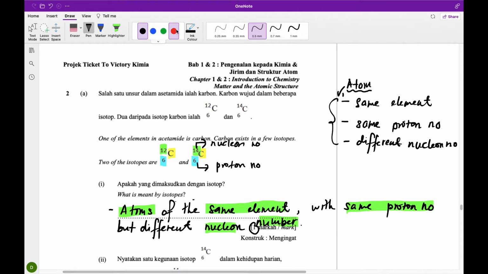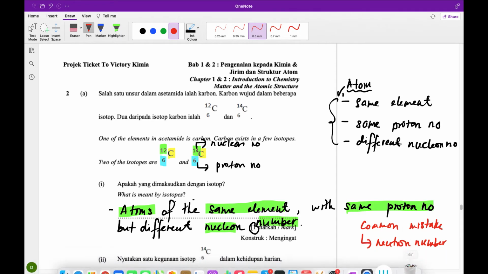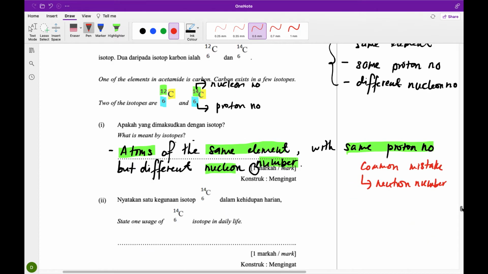Here is a common mistake made by candidates. Students tend to use a wrong term, the word neutron number. They make a sentence like atoms of the same element with same proton number, or same number of protons, which is correct, but different neutron number, which is wrong, because this term neutron number does not exist. They have come up with a new term. So that will be the common mistake by the students.